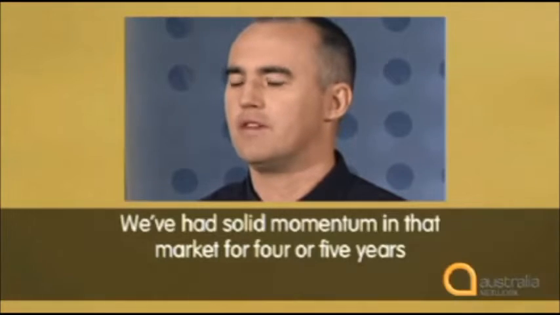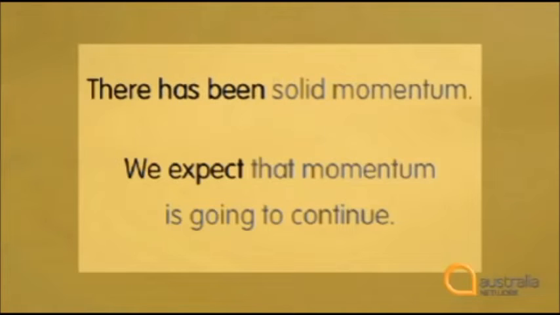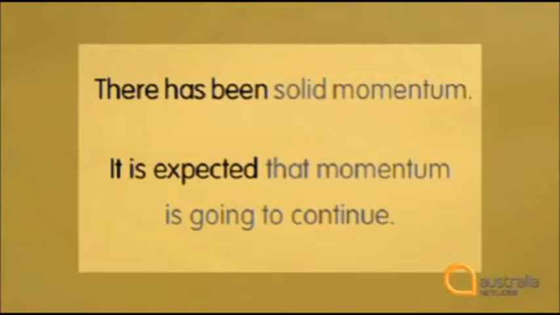Now listen to him again. We've had solid momentum in that market for 4 or 5 years, and we expect that momentum's going to continue. He said, we've had solid momentum. We expect that momentum is going to continue. We've had, we expect. How could you write that information in a formal way? We've had solid momentum. There has been solid momentum. We expect that momentum is going to continue. It is expected that momentum is going to continue. So looking for the use of the first person is a good way to tell whether someone is discussing information in a formal or informal way.